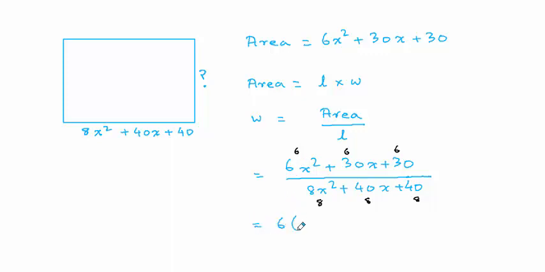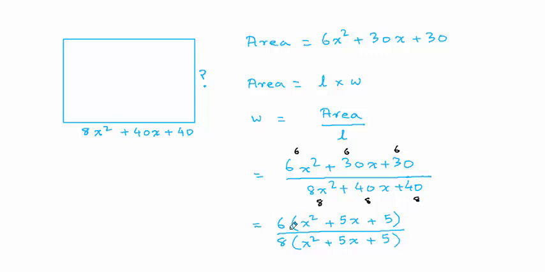which means you can rewrite the numerator as 6 times. If you take a 6 out from 6x squared, you're left with x squared, plus if you take a 6 from 30x, all you have is 5x, because 6 times 5 is 30. And then again plus 5 because of the constant term 30. Similarly, on the denominator, if you take the 8 out, you're left with the x squared, plus if you take 8 out of 40x, you're left with 5x, plus again a 5 over here for the constant term.